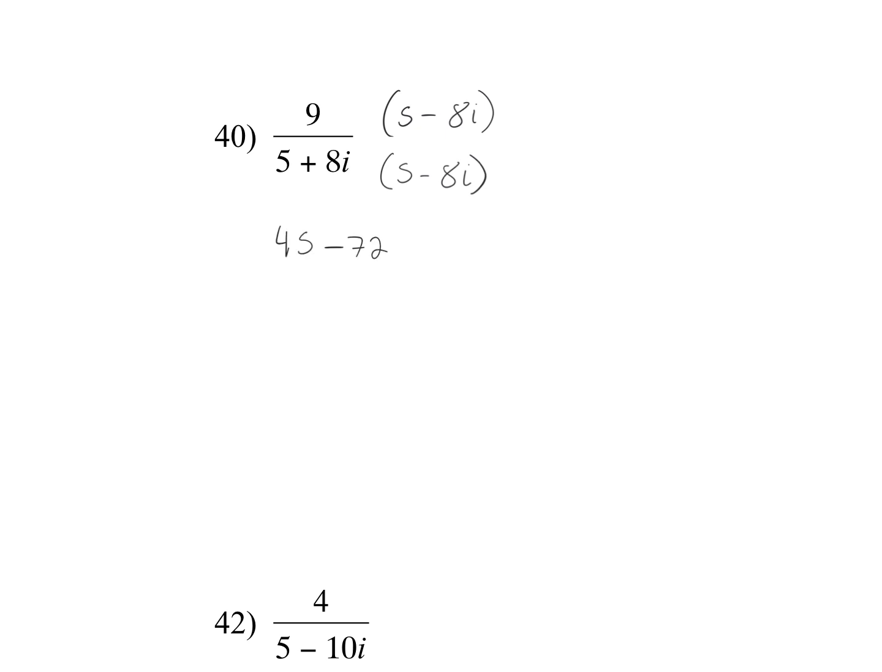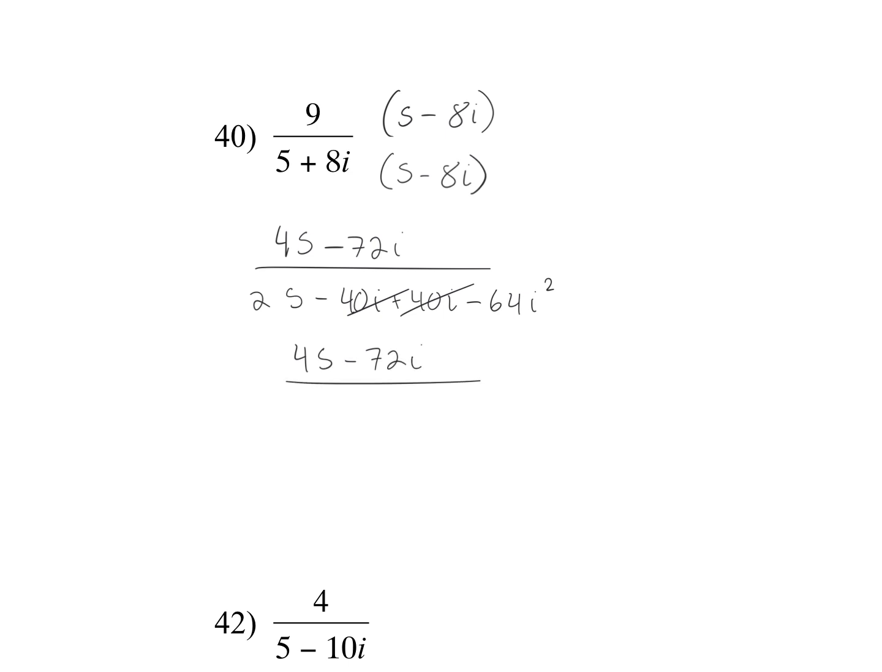minus 72i. And when I FOIL, it would be 25 minus 40i plus 40i minus 64i squared. So it's going to cancel them in between. So it's going to be 45 minus 72i over 25 minus 64. The i squared is just going to become negative 1.